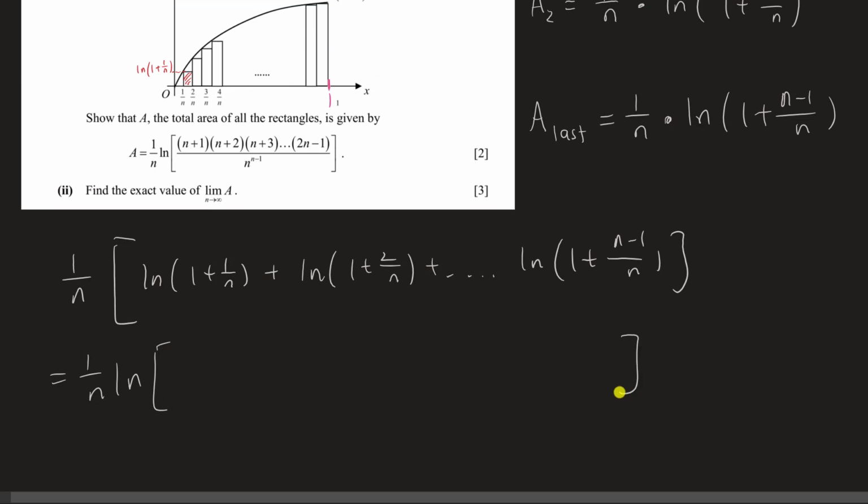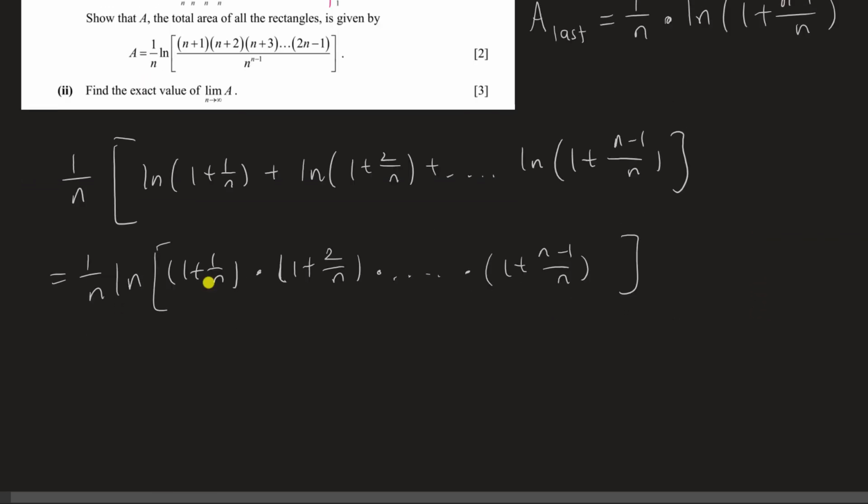Ln of (1 + 1/n) multiplied by (1 + 2/n), multiplied all the way until (1 + (n-1)/n). And I'm going to turn each and every one of these into fractions. For example, this one, I'll turn it into n over n, and I combine them. I should get (n + 1) over n here. Similarly here, I will get (n + 2) over n. And the final one, you will get (2n - 1) over n.